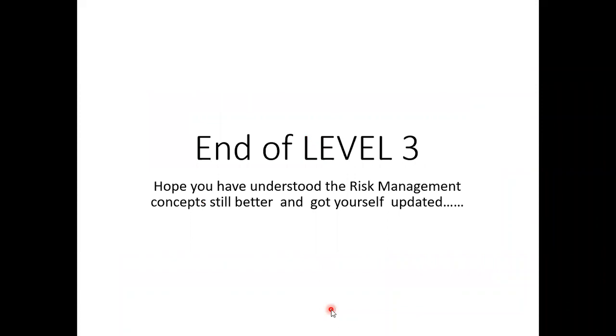End of level 3. In level 4, I am giving a tabulation. Level 5, only credit risk. So all the 3 updated. Okay, 1 or 2 errors will be there. That I will correct. Okay, this will help you.